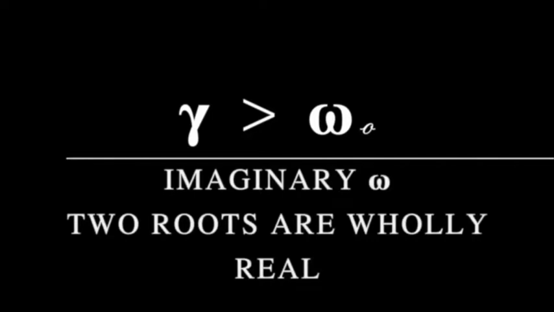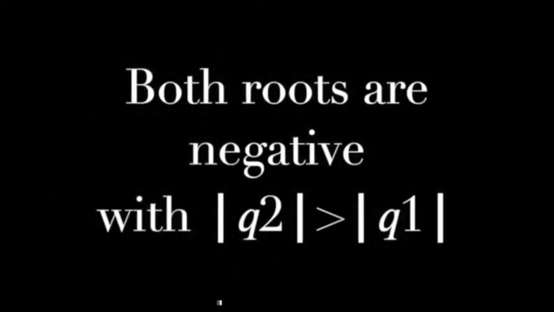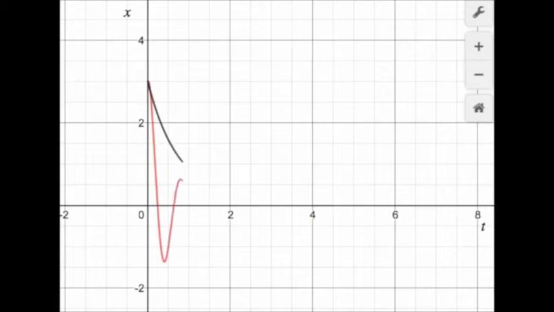Let's then look at the case of heavy damping. Here, gamma is greater than omega null, leading omega to be imaginary, and the 2 roots of the original differential equation are wholly real. The displacement is solved as below, where both roots are negative and the absolute value of q2 is greater than q1. Now we add the plot of heavy damping in. The amplitude becomes 0 in a shorter time, and there is no oscillation at all. That's why heavy damping is used in dampers on doors, which enables us to close the door slowly without any oscillation.